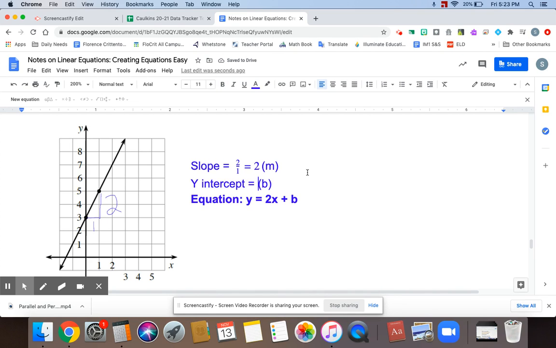And what's my b, my y-intercept? Well, this graph is crossing my y-axis right here at 3. That's where the line's crossing the y-axis. So my b is 3. So then instead of b, I write 3, and there's my equation for this graph.